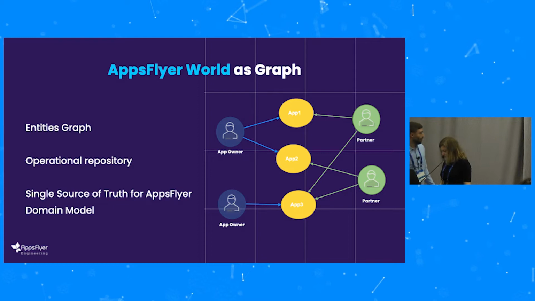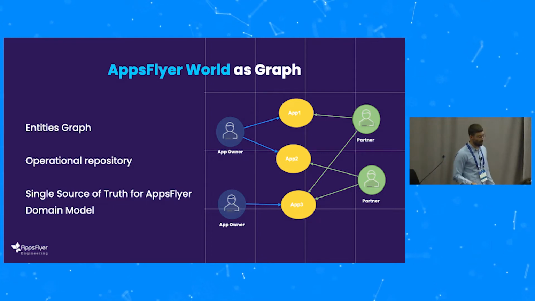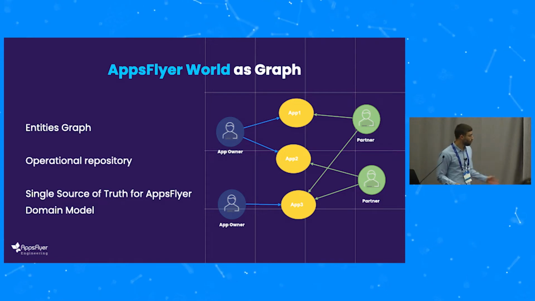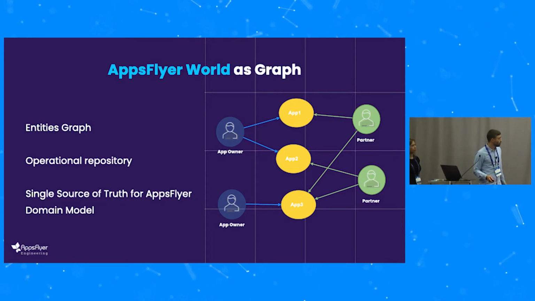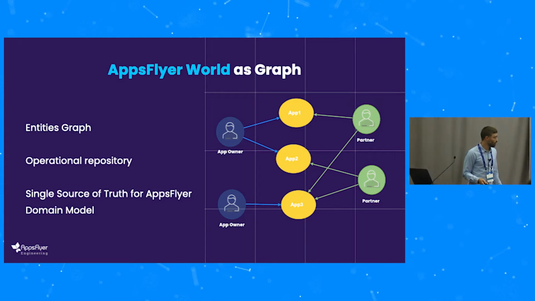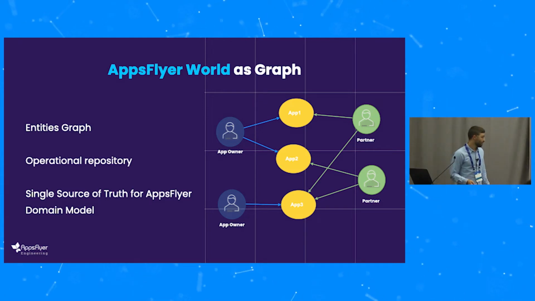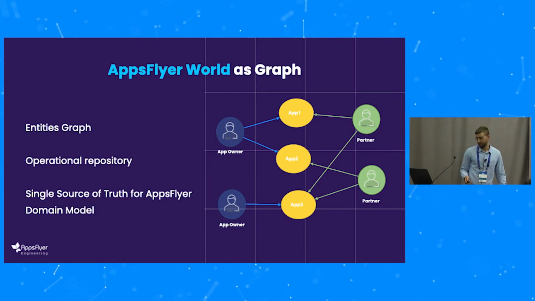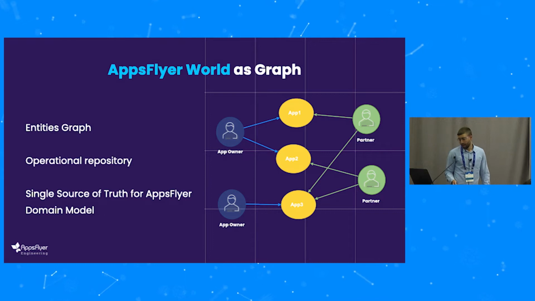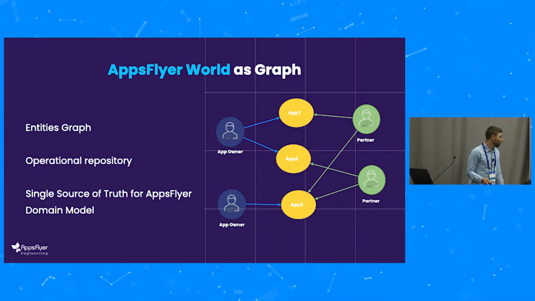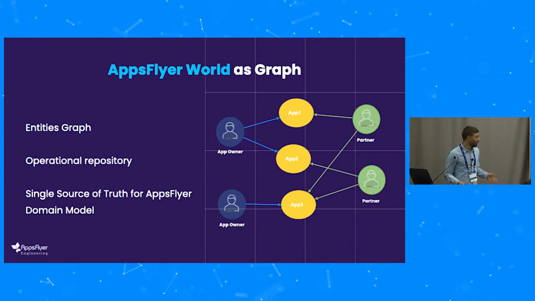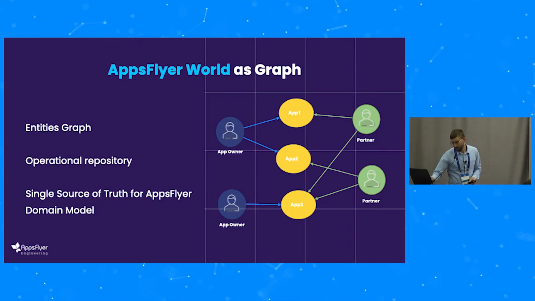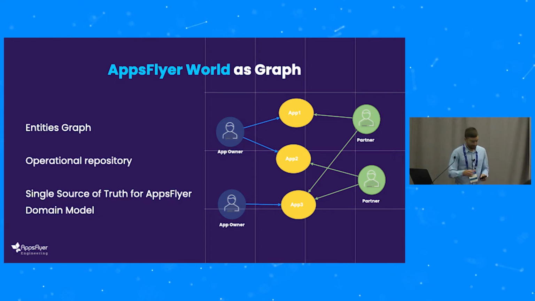Okay, we came to a graph database conference, so let's talk about graphs. We model the AppsFlyer domain as a graph that connects the app owners, which are marked in blue, their applications, and the partners that they work with. This model is used as the operational repository for AppsFlyer, so it serves real-time flows and is very business critical. It is the source of truth for all AppsFlyer domain modeling, including the entities' configuration, properties, business context, and metadata.